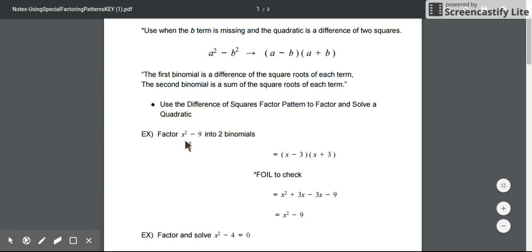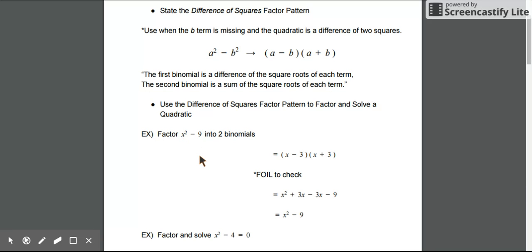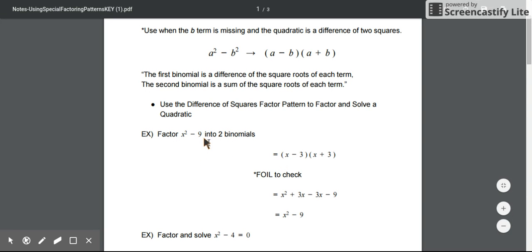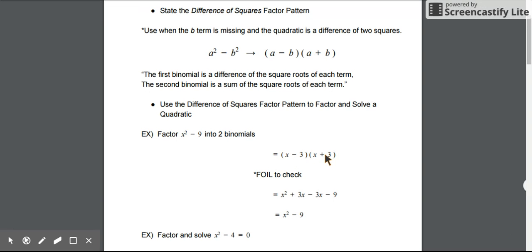So here we have a quadratic. It's missing its b term. We just have x squared and negative 9. Both of those terms are being subtracted, and they're both perfect squares. We can find the square roots of each of them. So the square root of x squared is x. The square root of 9 is 3. Those are the terms or numbers going in our binomials. One of our binomials is getting a minus in between them. The other is getting a plus. We can always check our factoring by foiling.